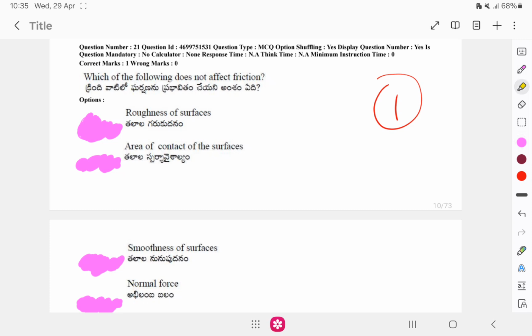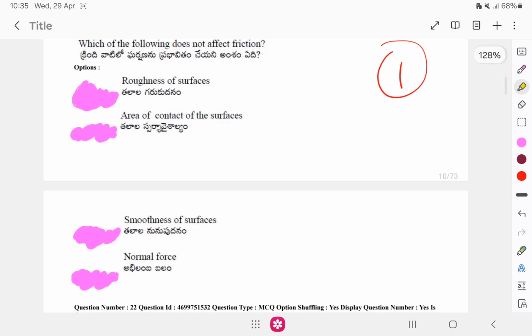Which of the following does not affect friction? These are the options friends. Read the options and write in the paper or comment in the comment section. Roughness of surface, area of contact of the surfaces, smoothness of surfaces. Fourth option, normal surface.